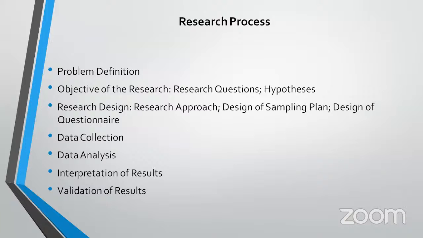Anyway, research process means how you do the research, whatever type of work you do. The procedure is the most important one. In the research process, first you have to identify the problem. It may be related to marketing, finance, or HR.